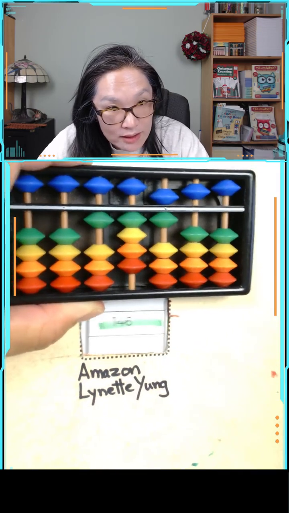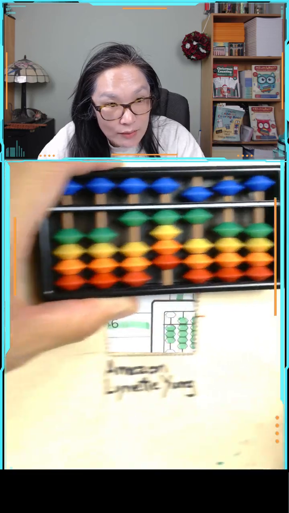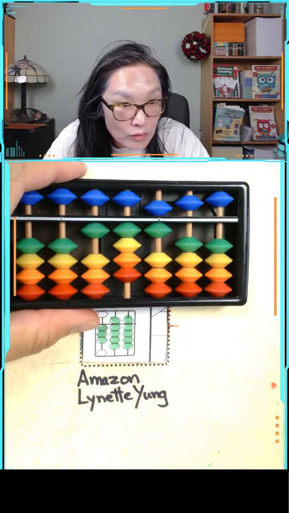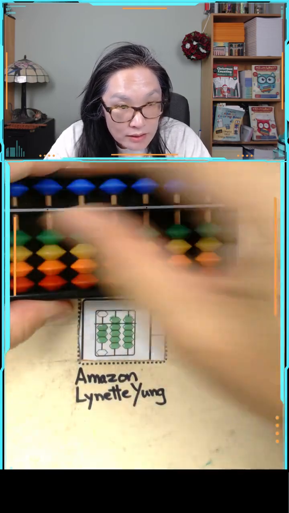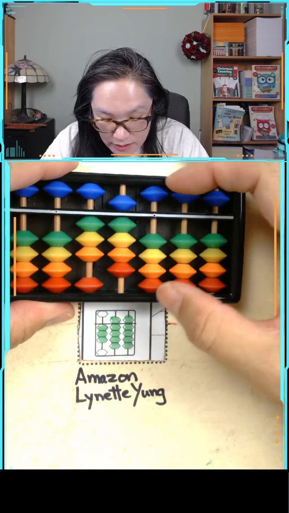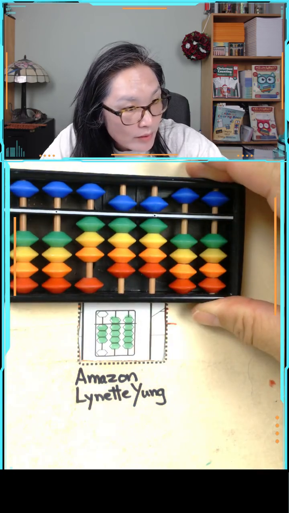And then we have our next number. We have our hundreds, our tens, and our ones. What number do we think that is?